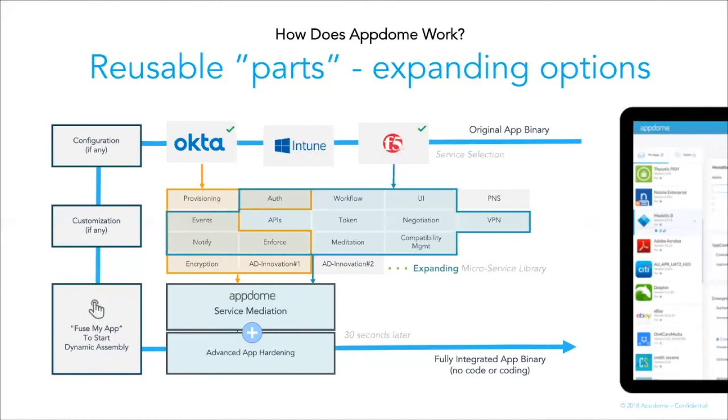In some cases, the same adapter is used for different services. So in the upper center there, you see the authentication adapter is part of both the Okta implementation and the F5 implementation, and that's because both services have an authentication workflow. In a lot of cases, these are shared services that are then added to the bundle. On top of that, Appdome adds its service mediation layer and app hardening, and about 30 seconds later, you get the binary. That's how Appdome works.